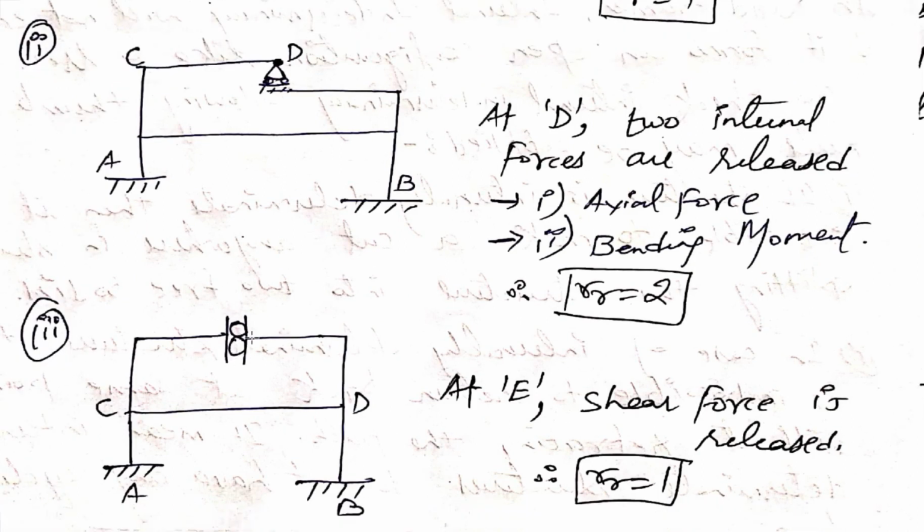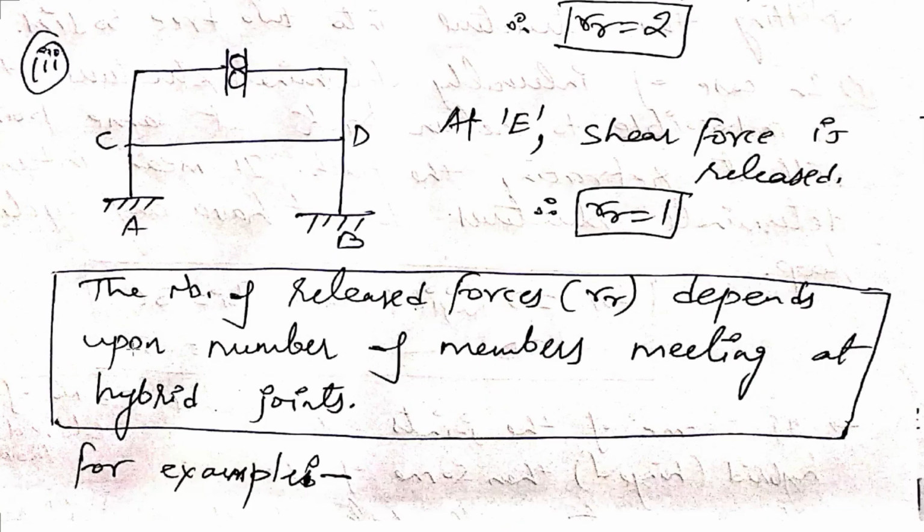This is your roller. At this point, E point, shear force is released here. So here the RR value is only 1. You have to keep in mind your internal hinge, internal roller, and internal supports. The number of released forces RR depends upon the number of members meeting at the hybrid joints. Whatever the members meeting at the hybrid joint, there will be the value of RR.